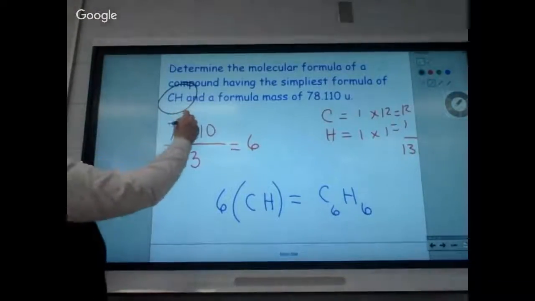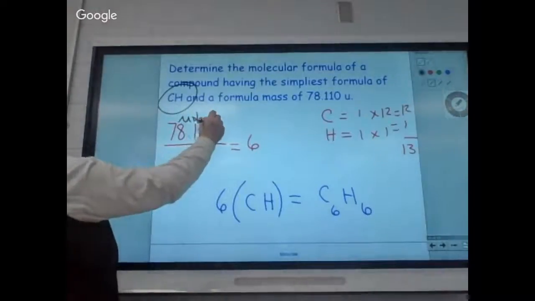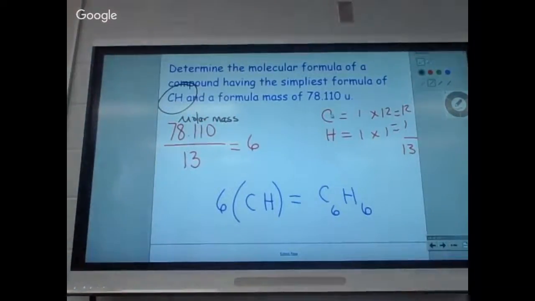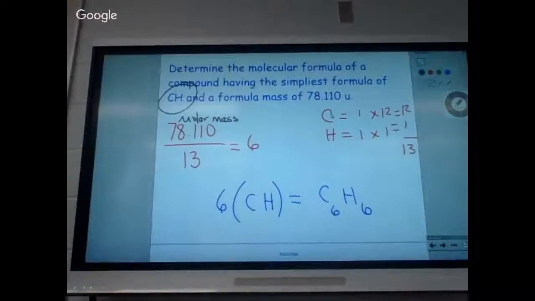This right here is the molar mass. But why are we multiplying? Because you got to find out what the original formula was. This is the reduced formula. You're going back to what it was before it was reduced.